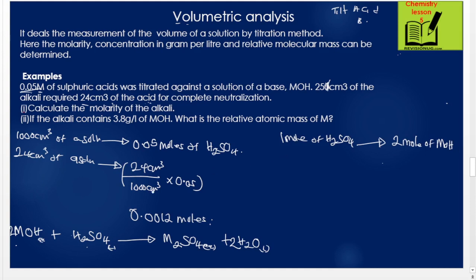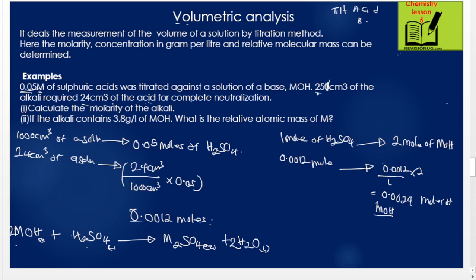Then how many moles are these? 0.0012 moles, because that's the volume which reacted completely. Then we react, that will be 0.0012 out of 1 times 2, which gives us 0.0024 moles of MOH. These are the moles of the alkali that reacted completely with the moles of the acid.